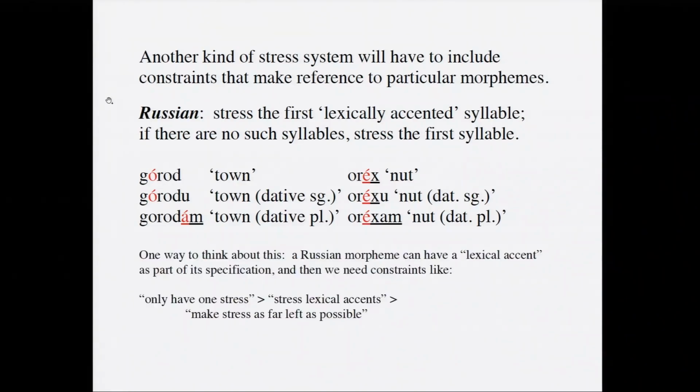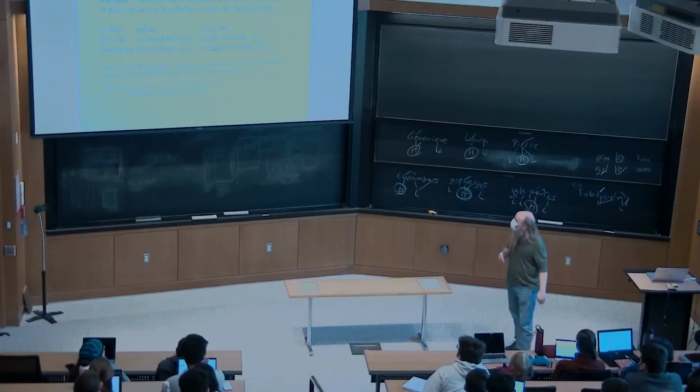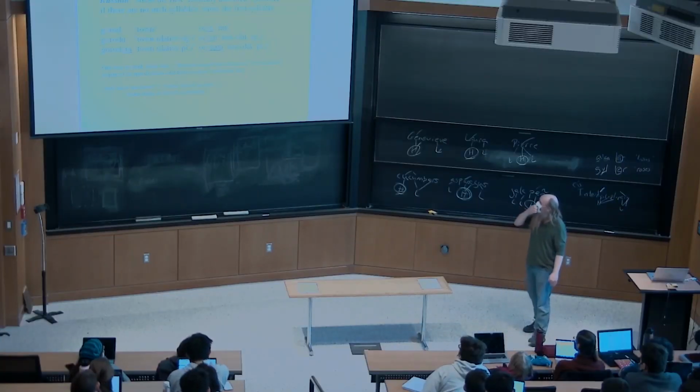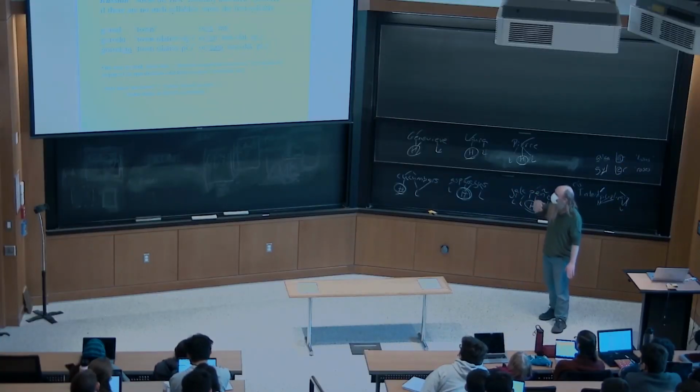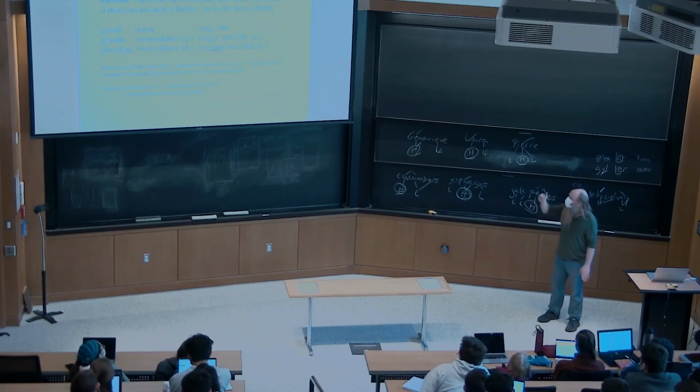So one way to think about this is you say a Russian morpheme can have a lexical accent as part of its specification. It can have a little note saying, hey, I want stress to be here. And then we need constraints that say things like, there's only one stress in a word, you want to stress lexical accents, and you should put your stress as far to the left as possible. So in a word like town, there aren't any lexical accents, and so the only relevant constraints, I guess, are the first and the third.